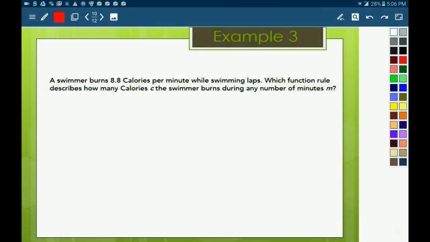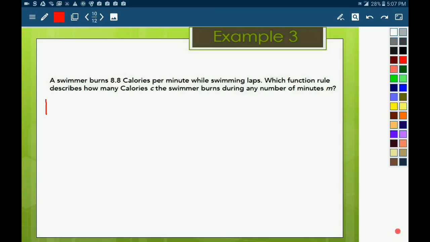So let's take a look at the third example. It says a swimmer burns 8.8 calories per minute while swimming laps. Which function rule describes how many calories C the swimmer burns during any number of minutes M? So again, let's review which one would be the independent, which one would be the dependent, which one would be the input, and which one would be the output.